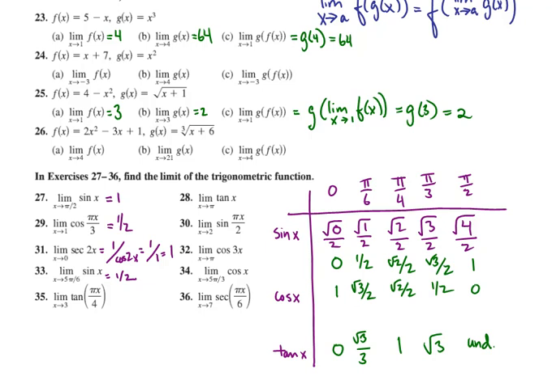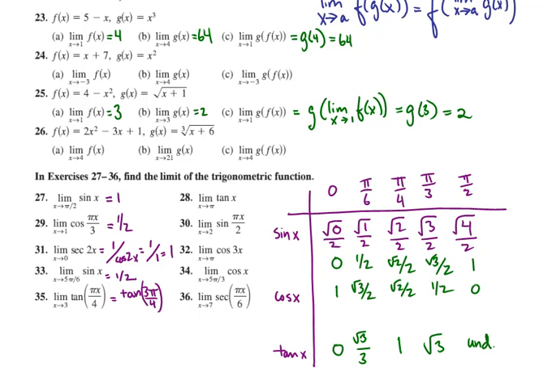Limit as x approaches 3 of tangent of pi x over 4. And that would be the same as tangent of 3 pi over 4. Tangent of 3 pi over 4 has the same magnitude as tangent of pi over 4, which is 1.